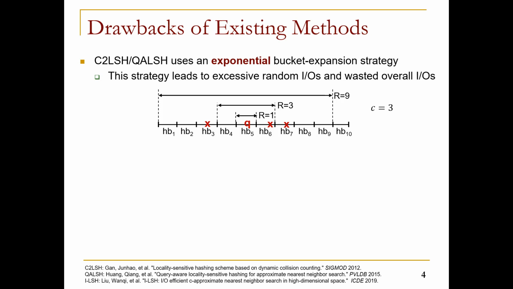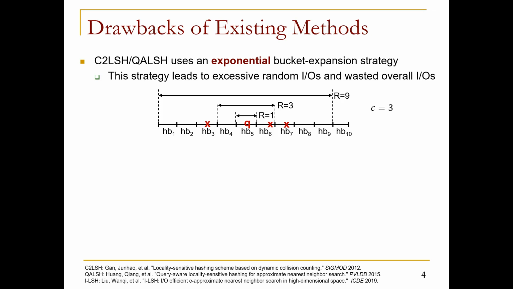State-of-the-art LSH techniques use virtual rehashing, which starts processing from radius 1 and then exponentially increases the radius if the desired number of nearest neighbor points are not found. The radius is increased until the terminating conditions of the method are met. Virtual rehashing was first proposed in C2LSH and later used by QLSH. For larger radiuses especially, this strategy can lead to excessive random IOs and also overall wasted IOs.